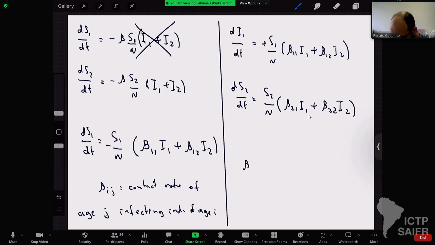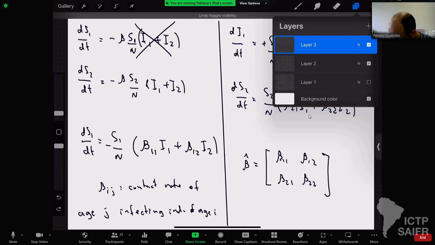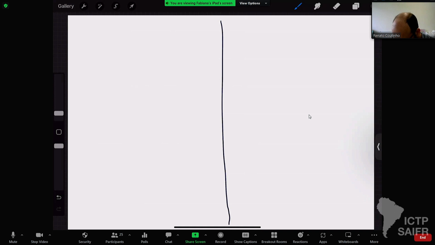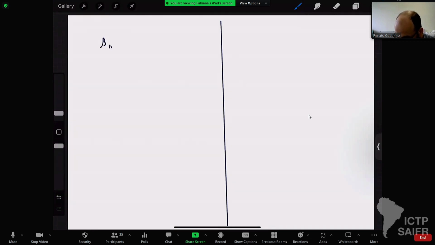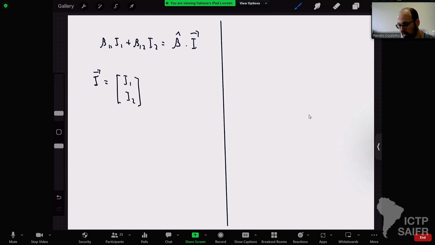So we can write this as a matrix: beta 1,1, beta 1,2, beta 2,1, beta 2,2, right? And I can write all these equations in vector form, right? So this is very practical. I can write the term that appears over there, beta 1,1 I1 plus beta 1,2 I2, as beta times a vector I, right? So I is maybe a column vector, I1, I2, right?